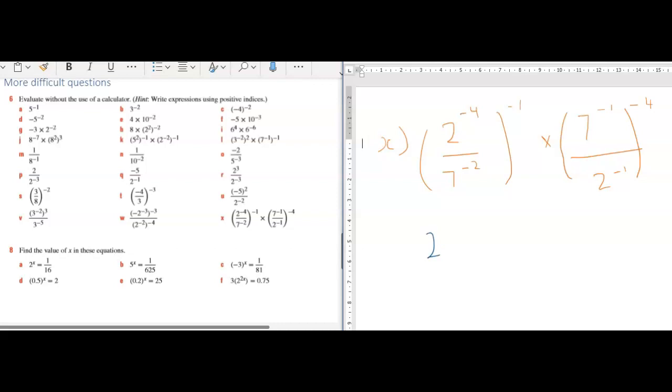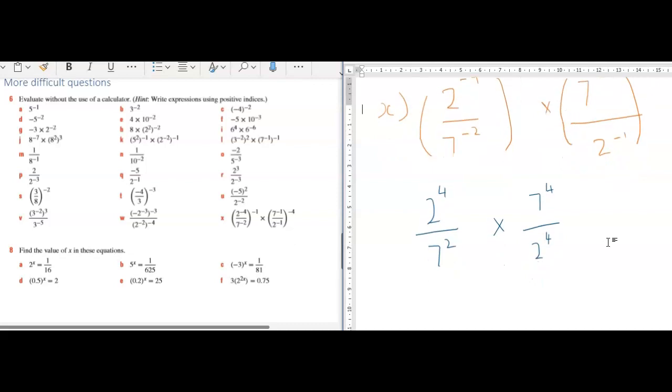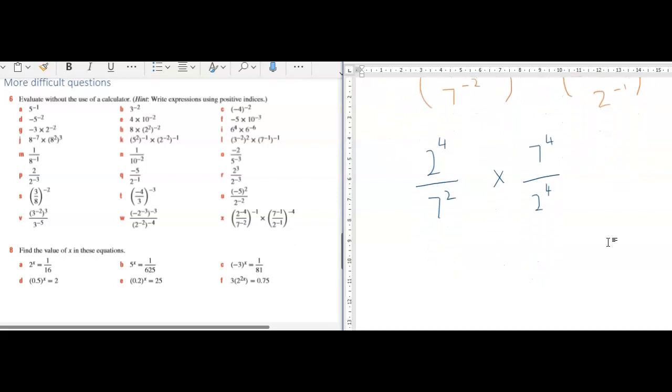So negative 4 times negative 1 gives you positive 4. And then negative 2 times negative 1 gives you positive 2. And then we've got 7 to the power of 1 times 4. And then negative 1 to the negative 4 gives you 2 to the power of 4. Okay, so we don't need to flip anything because of that negative power out the front.